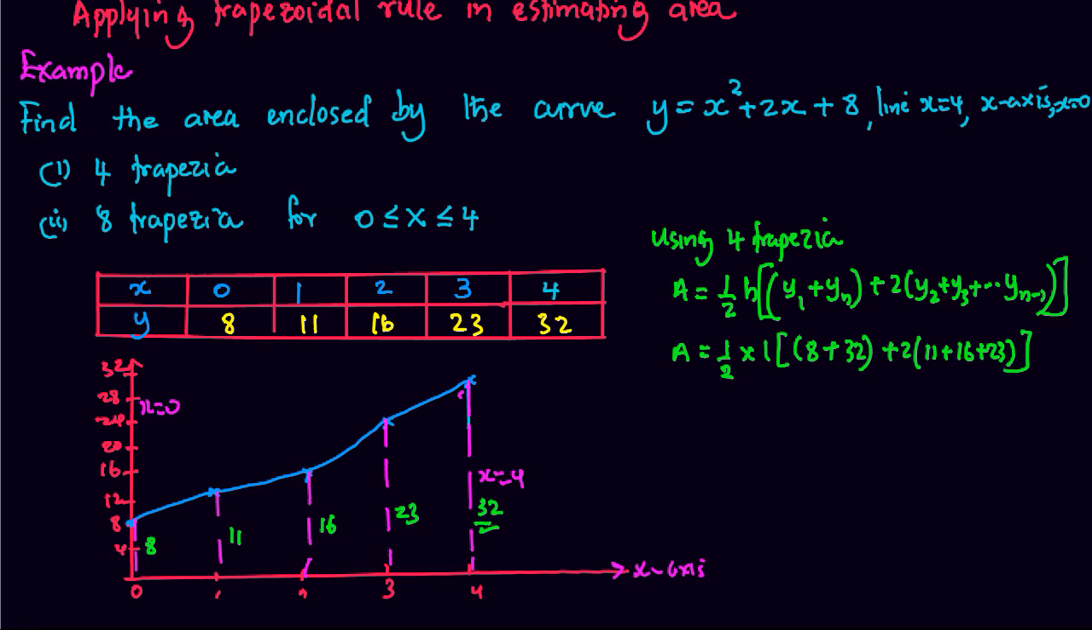So when we simplify this, we get a half into 40 plus 11 plus 16 plus 23 plus 100, and this gives us 70 square units. So that is the approximate area when we use 4 trapezia.